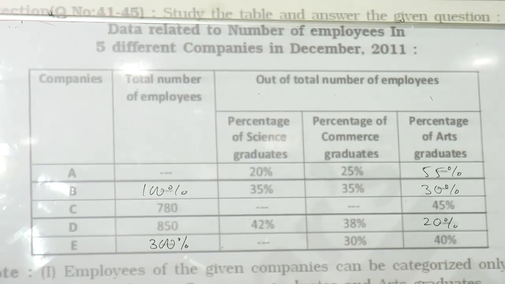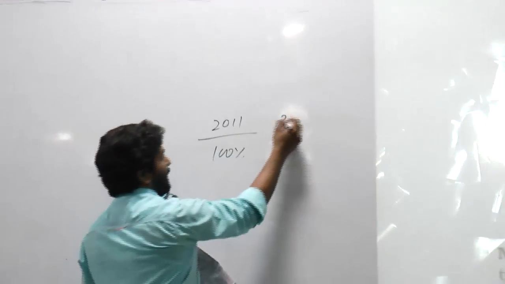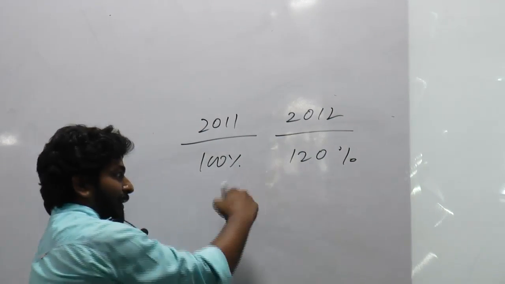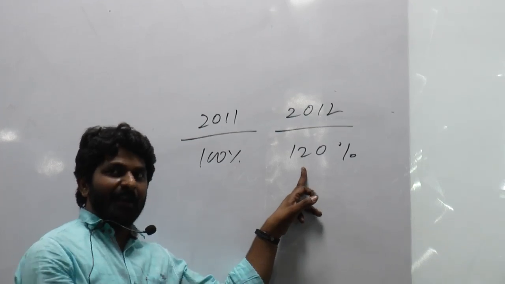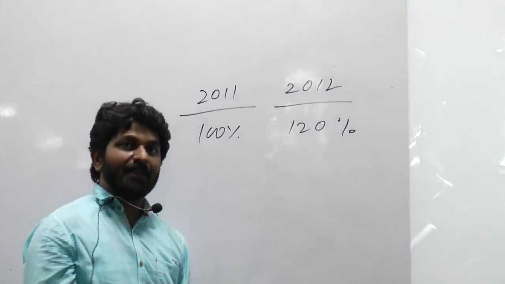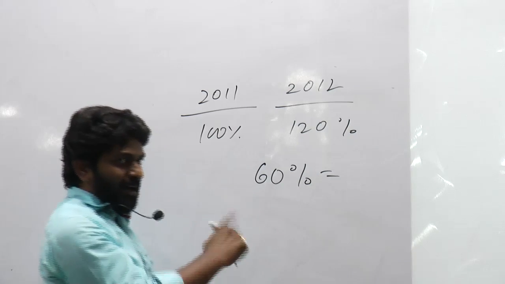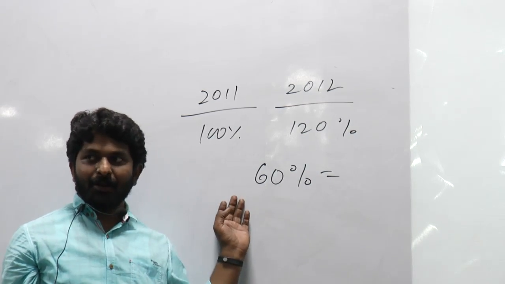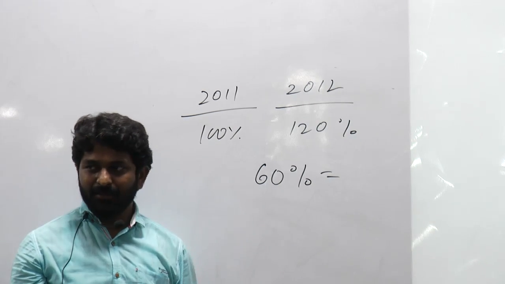This is 2011 data. In 2011, let's say we have 100%. In 2012, that will be 120%. Increases by 20%, they said. Out of 120%, science graduates are 50%. 50% of this number is 60%. When you are getting 60%, the answer should be a multiple of 6. It should be a multiple of 2 and a multiple of 3. And there is only one multiple of 3.